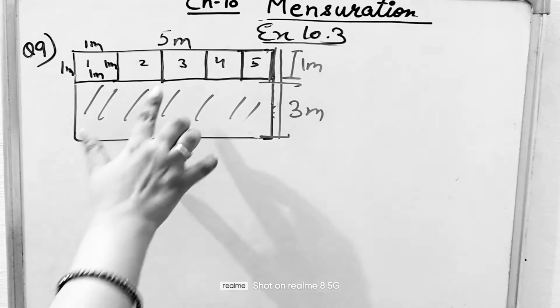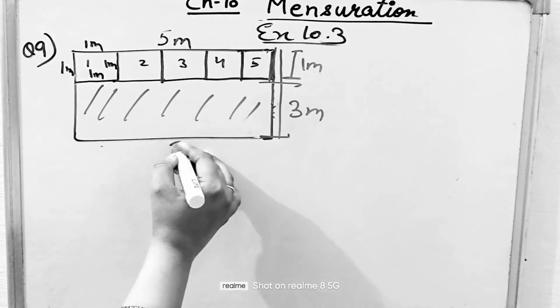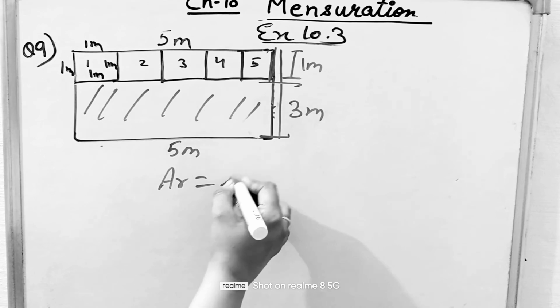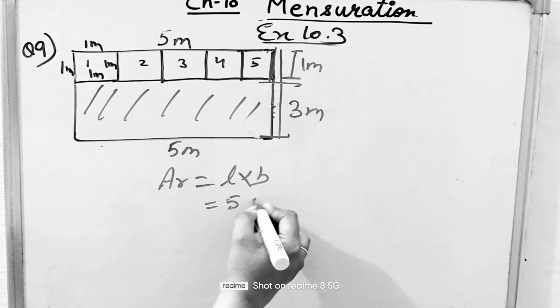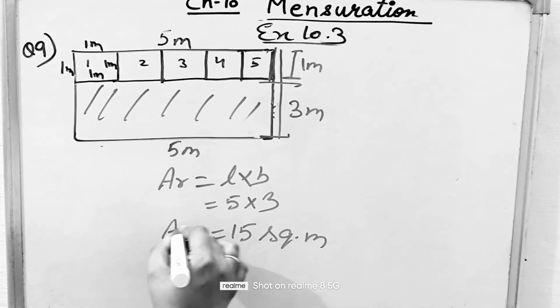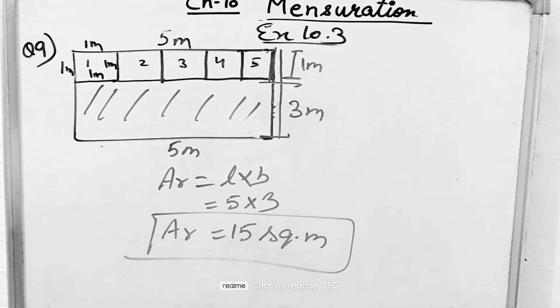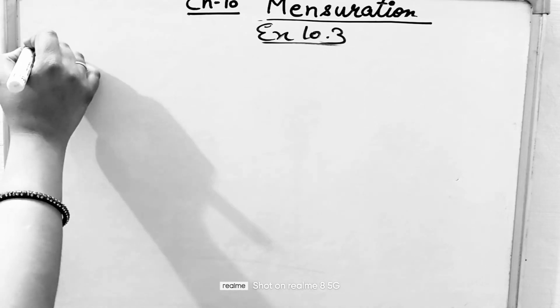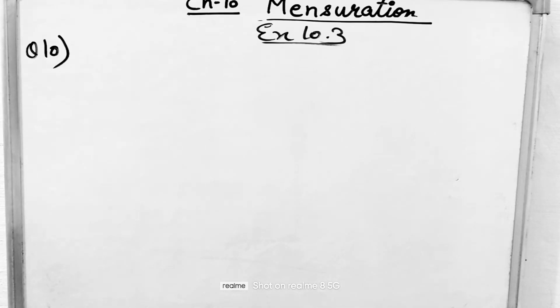Now the length of this shaded portion is 5 meters and the width is 3 meters. You can directly find the area by length multiply breadth. Length is 5, breadth is 3, that is 15 square meters. This is the second way to do the calculations. Next is question number 10. In question number 10, two figures are given and you are asked, by splitting the following figures into rectangles, to find their areas.